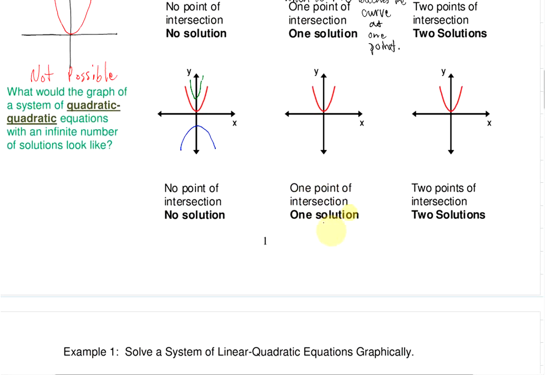One point of intersection means one solution. In this case, you could have a parabola that opens down and touches at the vertex at one point only, like that. So we have one point of intersection here, and yes, this is a point of tangency. Our last situation is two points of intersection, two solutions. In this particular case, it could look something like this, with a point of intersection here and one here. It's not the only way you can draw it, just one of the ways.